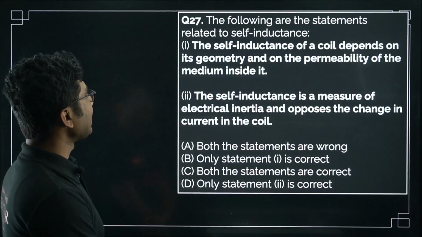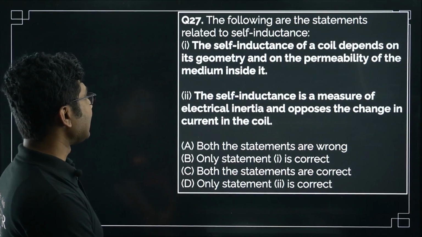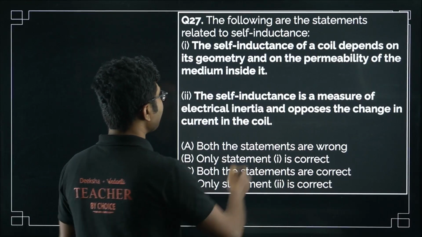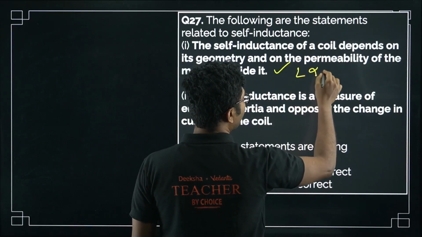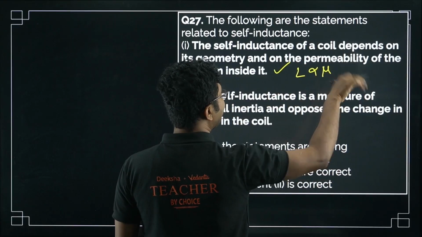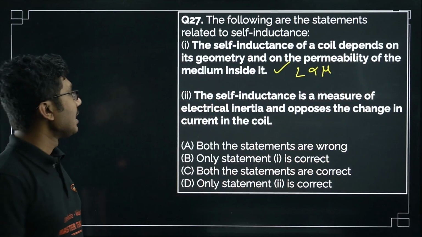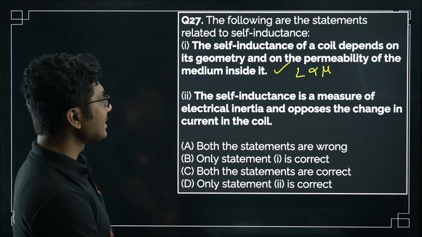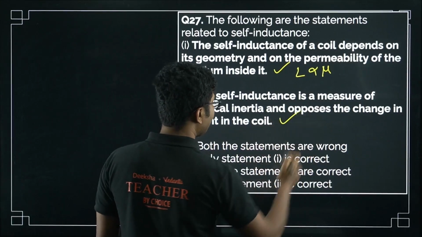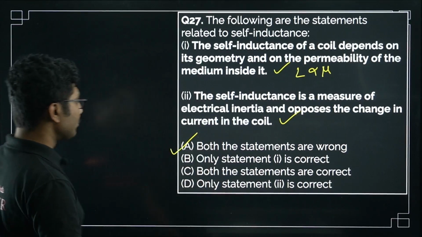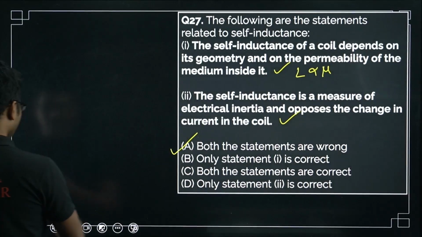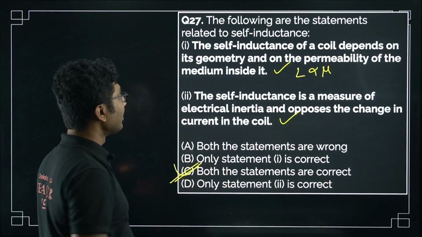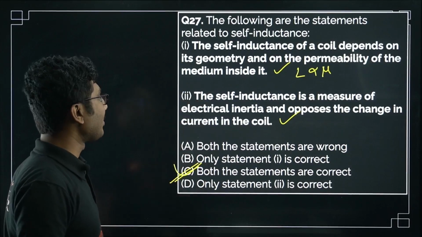The following are the statements of self-inductance. The self-inductance of a coil depends on the geometry and on the permeability of the medium inside it. Self-inductance is proportional to mu, and it is also dependent on area, length, etc. So it depends on geometry. The self-inductance is a measure of electrical inertia and opposes the change in the current in the coil. So it is also a correct statement. So both statements are correct. Both statements are correct is the correct answer. Option C is correct. But this is not an assertion question.